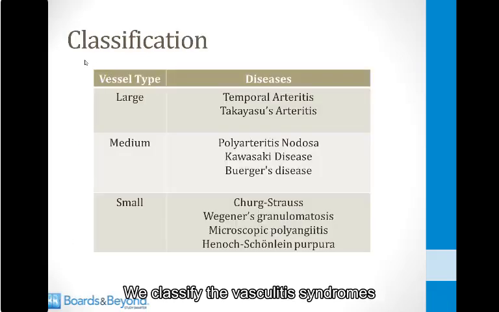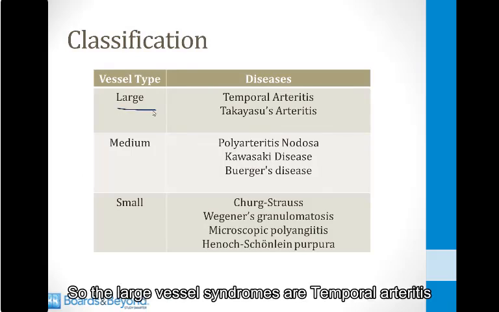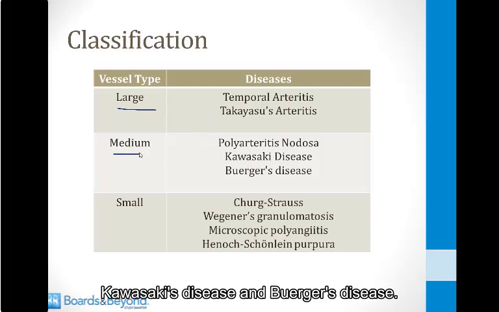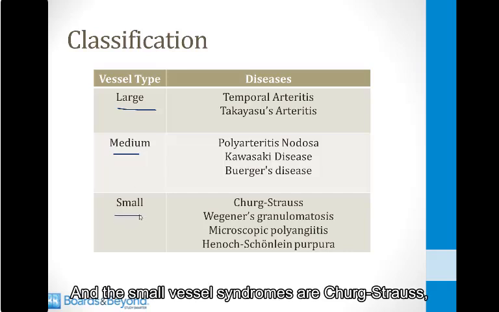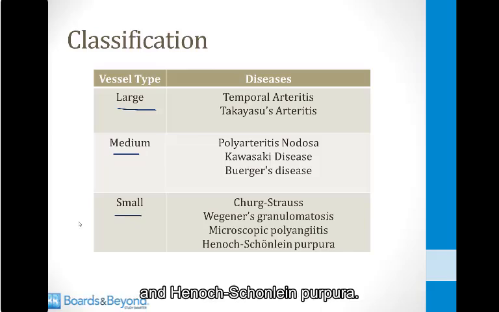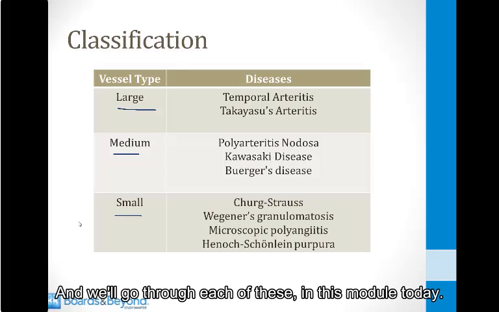We classify the vasculitis syndromes based on the type of vessel involved. So the large vessel syndromes are temporal arteritis and Takayasu's arteritis. The medium vessel syndromes are polyarteritis nodosa, Kawasaki's disease, and Berger's disease. And the small vessel syndromes are Churg-Strauss, Wegener's granulomatosis, microscopic polyangiitis, and Henoch-Schönlein purpura, and we'll go through each of these in this module today.